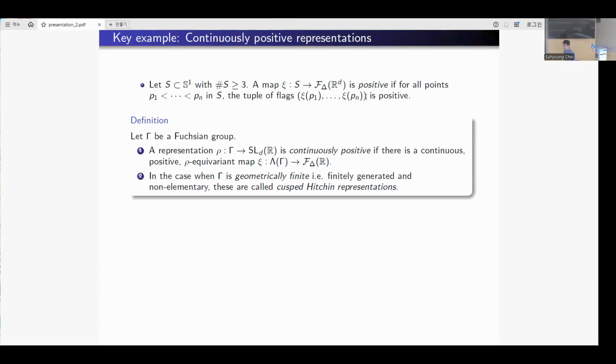No. For my S, for every possible finite subset, it has to be sent to a positive tuple. Any other questions?